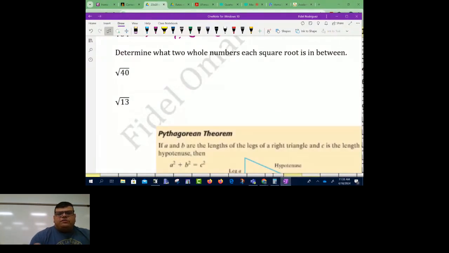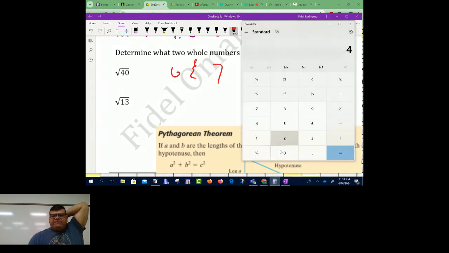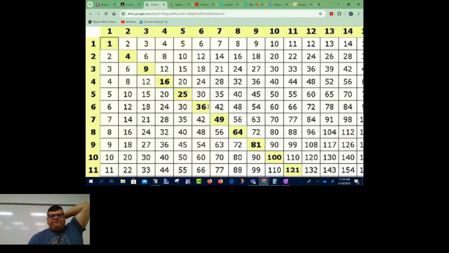So that's what we're saying here. This is going to be a number somewhere between 6 and 7, right? And if you're saying, how do I know that? Because look, if I take 40 and hit the square root, look, 6 point something, right? Again, why? Because 40 is somewhere between 36 and 49. And I know the square root of 36 is 6, and I know the square root of 49 is 7. So 40 would have to be a number somewhere between 6 and 7, right?